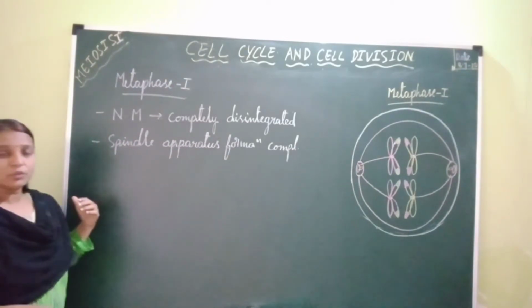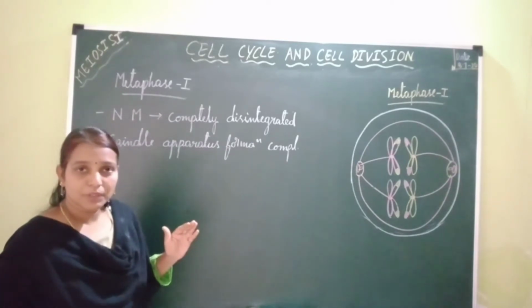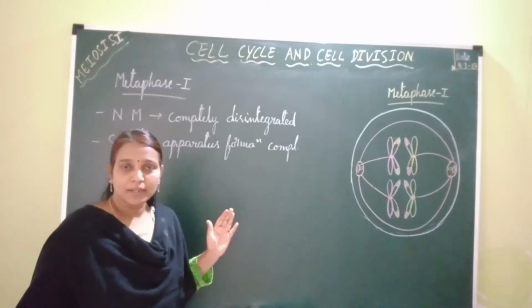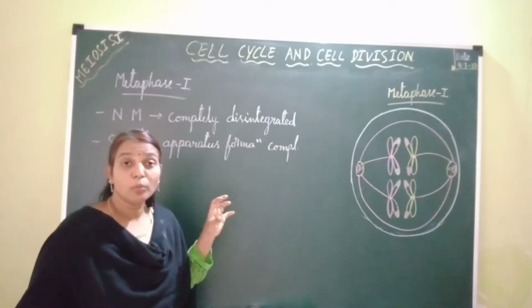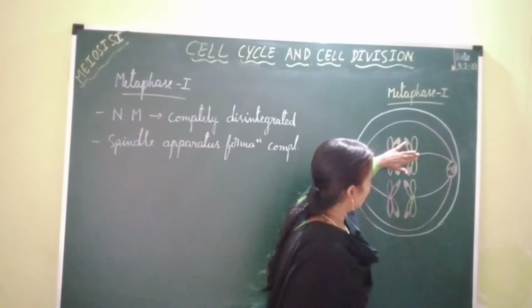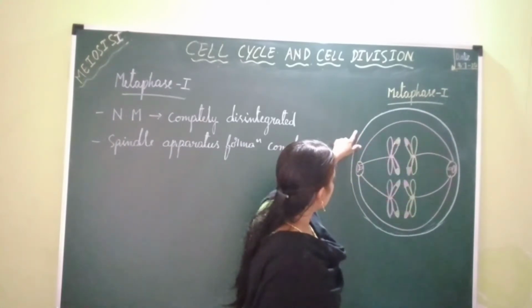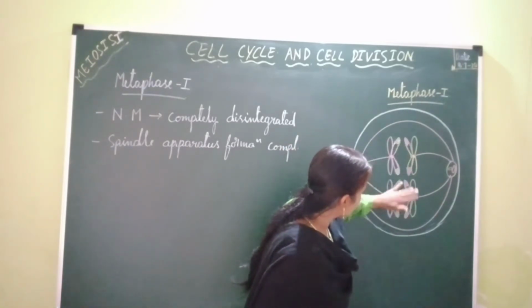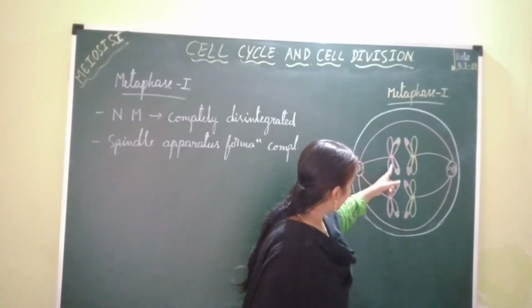Okay, after formation of the spindle apparatus, the spindle fibers attach with the chromosomes at the point of kinetochores. After attachment, the spindle fibers bring the homologous pairs of chromosomes towards the center of the cell. This is one homologous pair, this is another homologous pair, and this is the cell membrane of the animal cell. These homologous pairs are brought towards the center of the cell by spindle fibers.